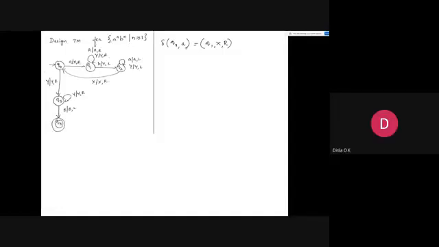So we will have the other transition. From Q0, by accepting Y, we will reach Q3 and we will not change the value of Y.